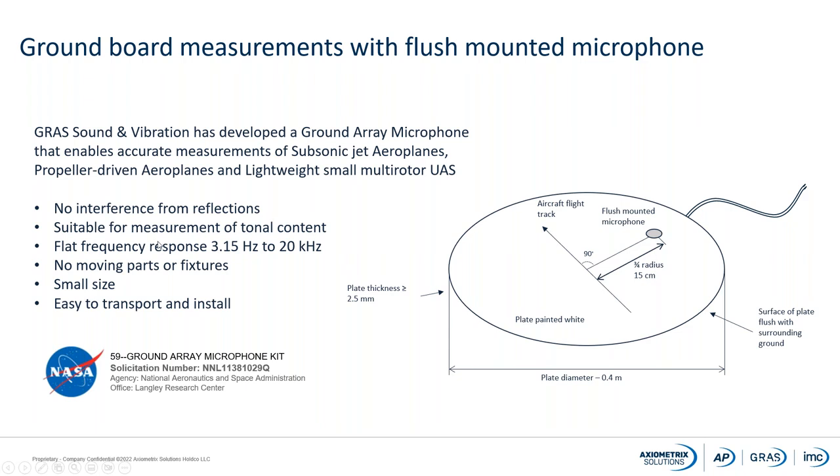And that will give no interference from reflections from the ground. It will be suitable for measurement of tonal content. It will have a flat frequency response from 3.15 hertz up to 20 kilohertz. And there are no moving parts or fixtures, so you can't mess up the 7 millimeter. It is small in size, only 40 centimeters, and it is easy to transport and install.